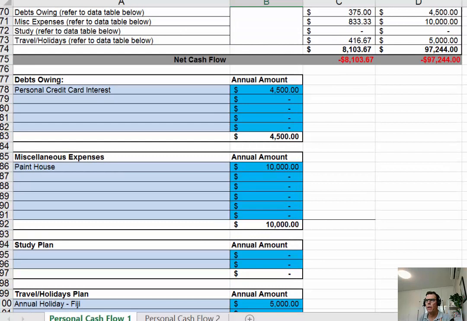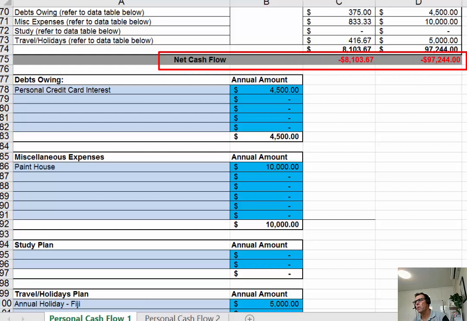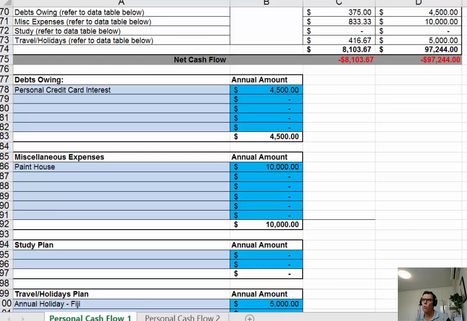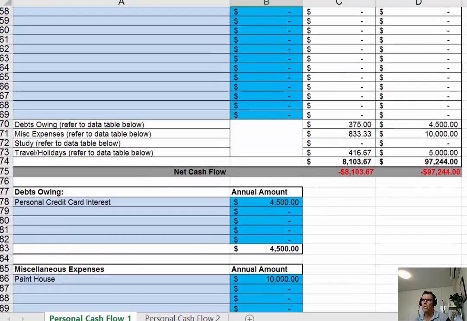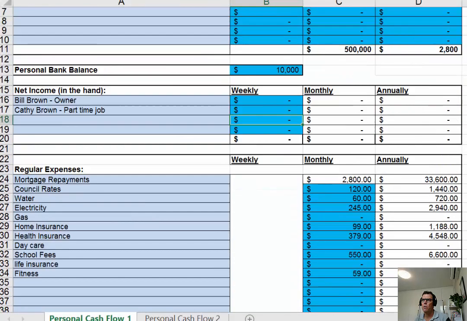Once we've got those added, we scroll back up the page and go to our net cash flow position. Looking at it here, on an annual basis, in that red cell, we need just under $100,000, $97,000 after tax, just to survive. So now we'll go back up the screen and punch in some of our income happening right now.